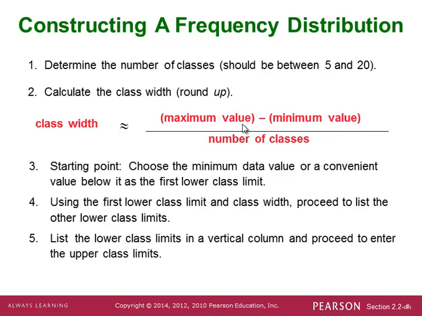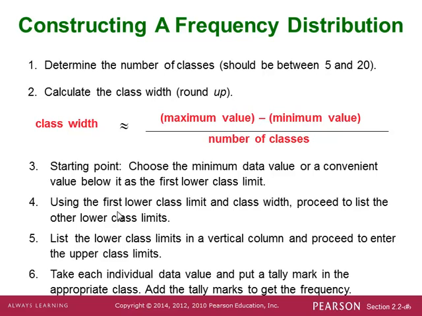So once you decide on your lower class limit and using this class width, then you can add the class width to each subsequent lower class limit. So if you have a class width of, say, 10 with a starting value of 10, you will have lower class limits of 10, 20, 30, 40, 50, and so forth. And then use logical upper limits. If you're dealing with just integers for your data values, then you can go from 10 to 19 for your first class, 20 to 29 for your second class, and so forth. And go ahead and list those upper class limits.